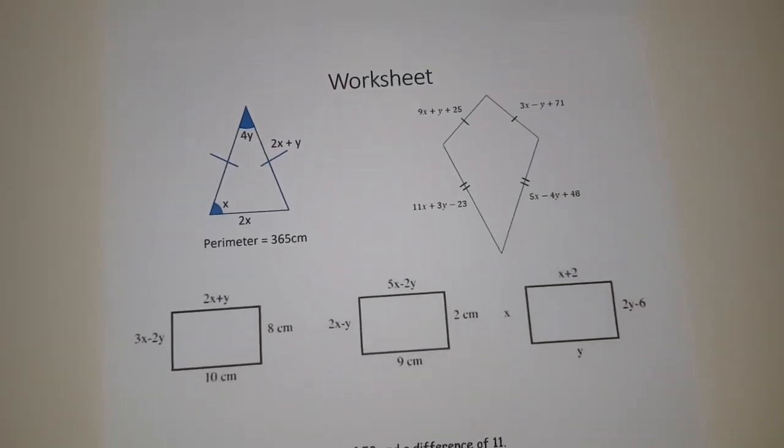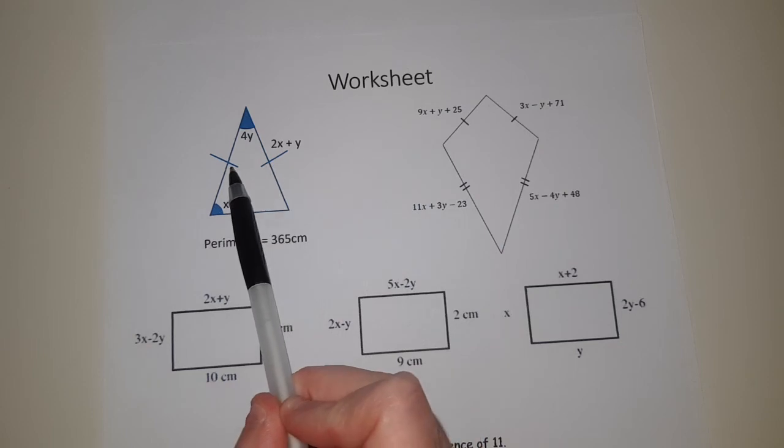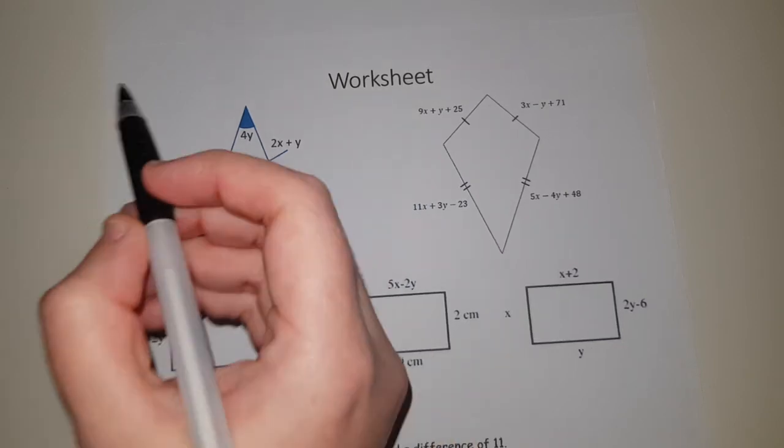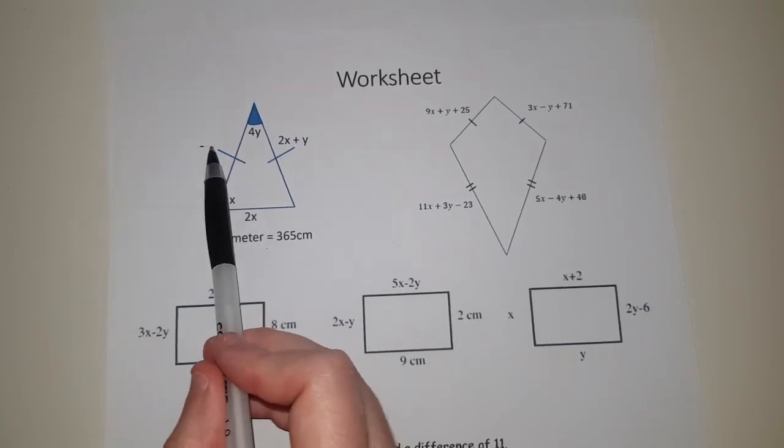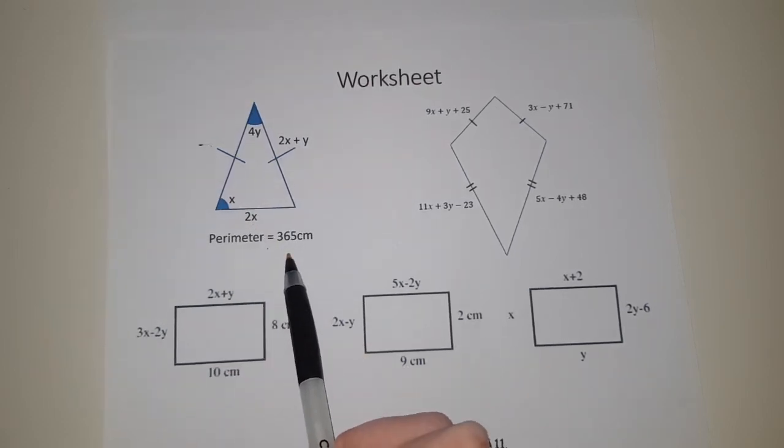So what you've got is a set of questions to have a go at along similar lines. I'm just going to give a couple of hints just in case. Remember, these two lines means that they're the same length. So I know this one is also 2x plus y. It tells you the perimeter is 365. So this one plus this one plus this one is 365.